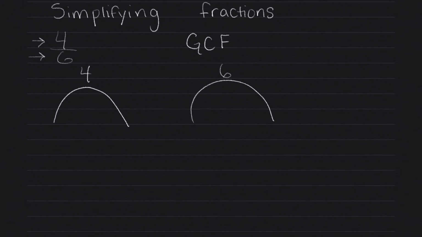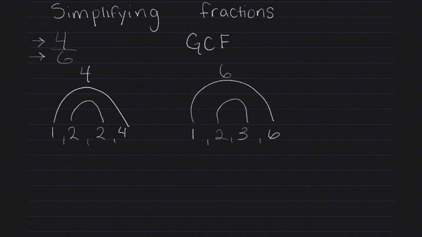So I'm going to start out with the factors of 4. I know that my first factors of 4 are 1 and 4. 1 times 4 is 4. Next factors of 4 are 2 and 2. 2 times 2 is 4. There are my factors of 4. For 6, I know that 1 times 6 is 6, and 2 times 3 is 6. There are my factors of 6.